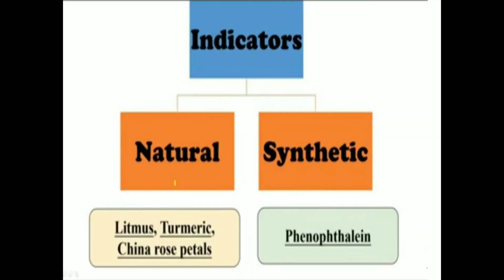Indicators. There are two types of indicators: natural and synthetic indicators. What are natural indicators? They are a special type of substances used to test whether substances are acidic or basic. These substances are known as indicators. The indicators change color when we add them to a solution containing acidic or basic substances. Examples: litmus, turmeric, and China rose petals are some naturally occurring indicators. Synthetic indicators include phenolphthalein.